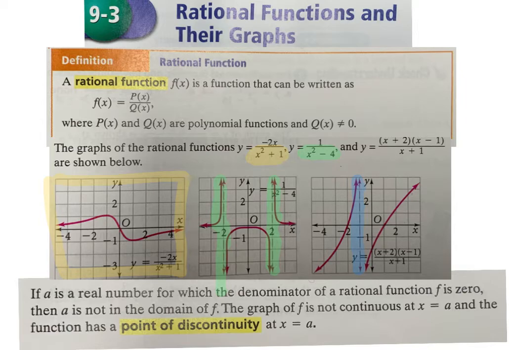Domain means all your values of x. So you would say it would be all real numbers for that middle graph except -2 and +2. My x can be all real numbers except those two. That would be my domain. All right, let's look at the next page.